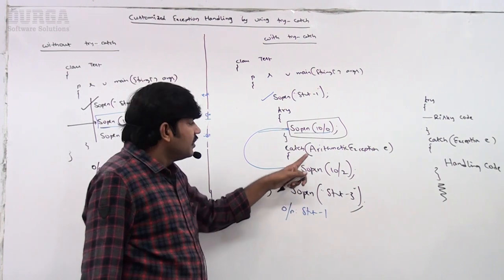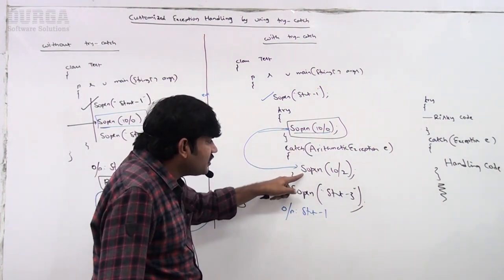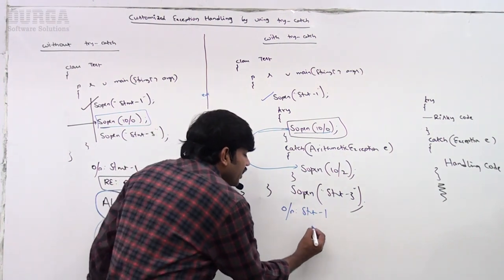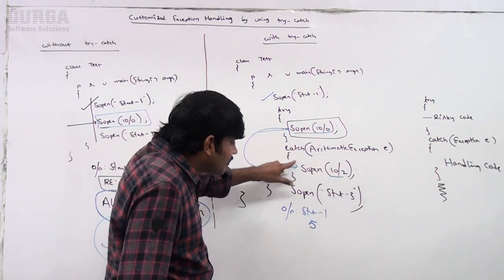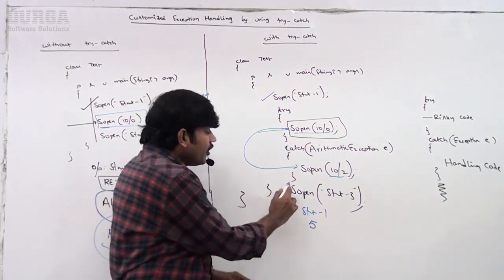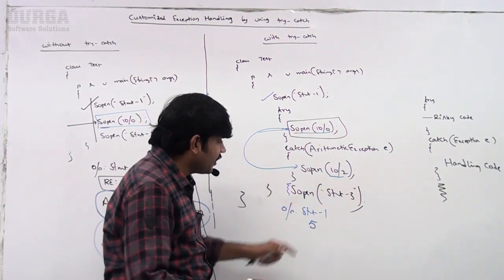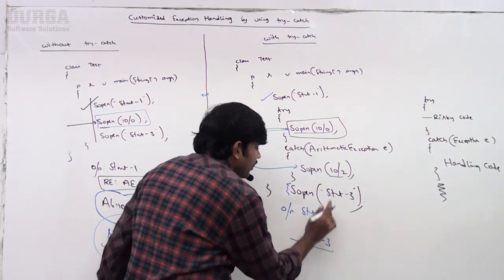Immediately, the control comes to the catch block, right? Sir, now in the SOP, 10 by 2 means 5. After that, the exception is raised and handled. Now the remaining code will continue normally. That's why statement 3 will be printed.